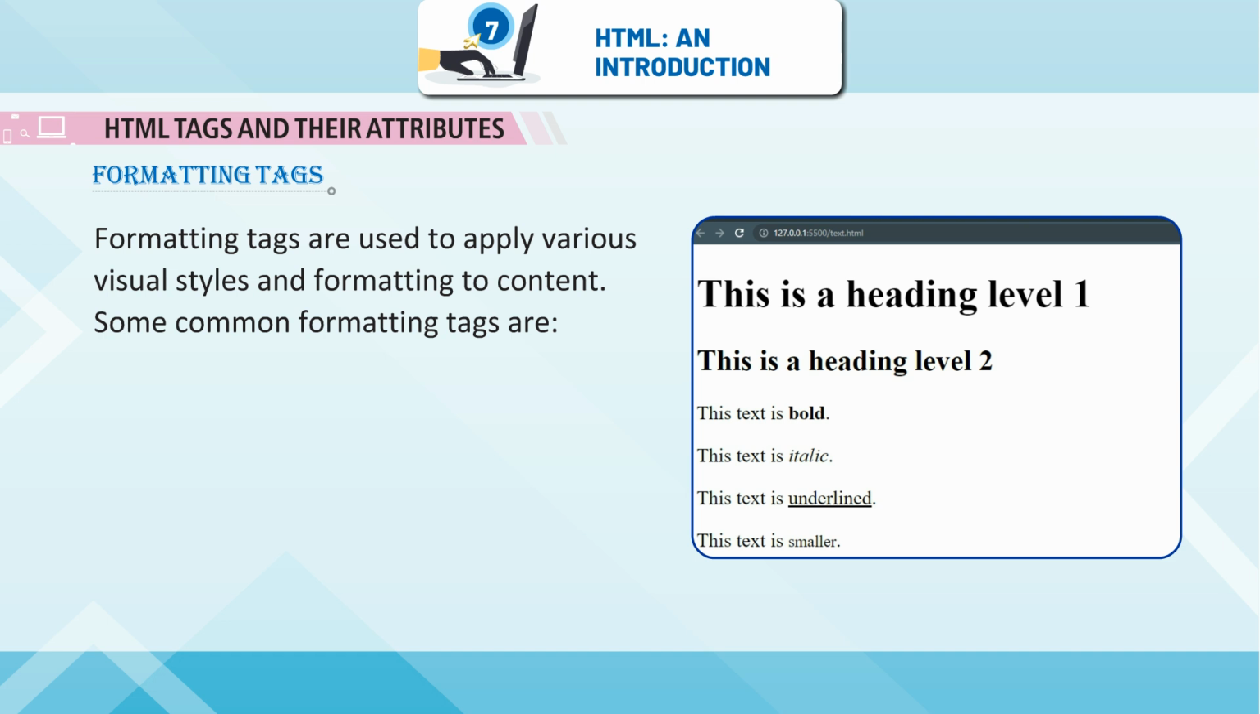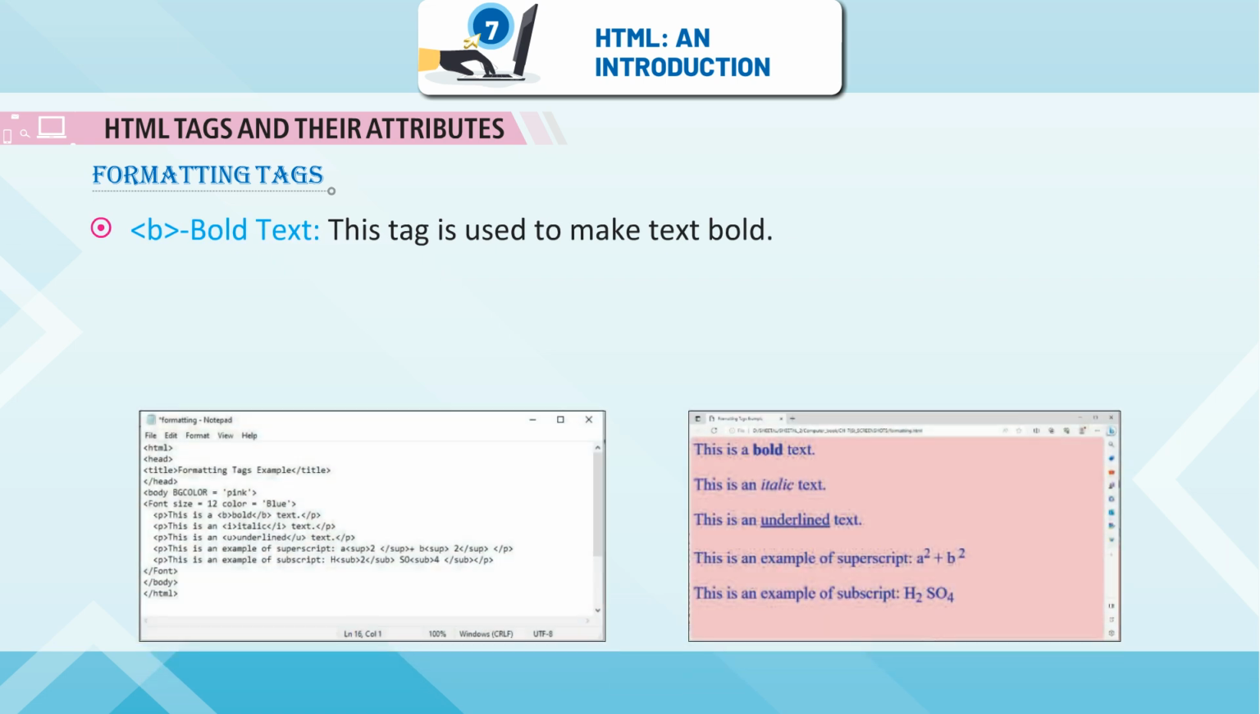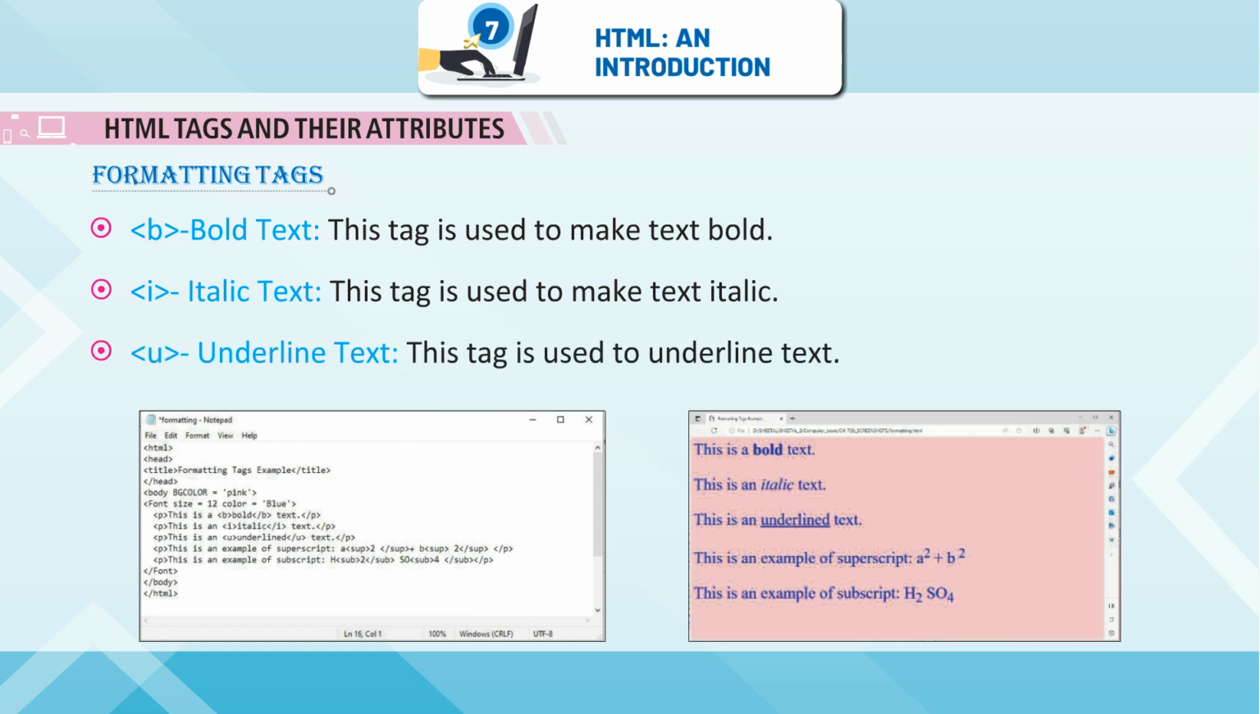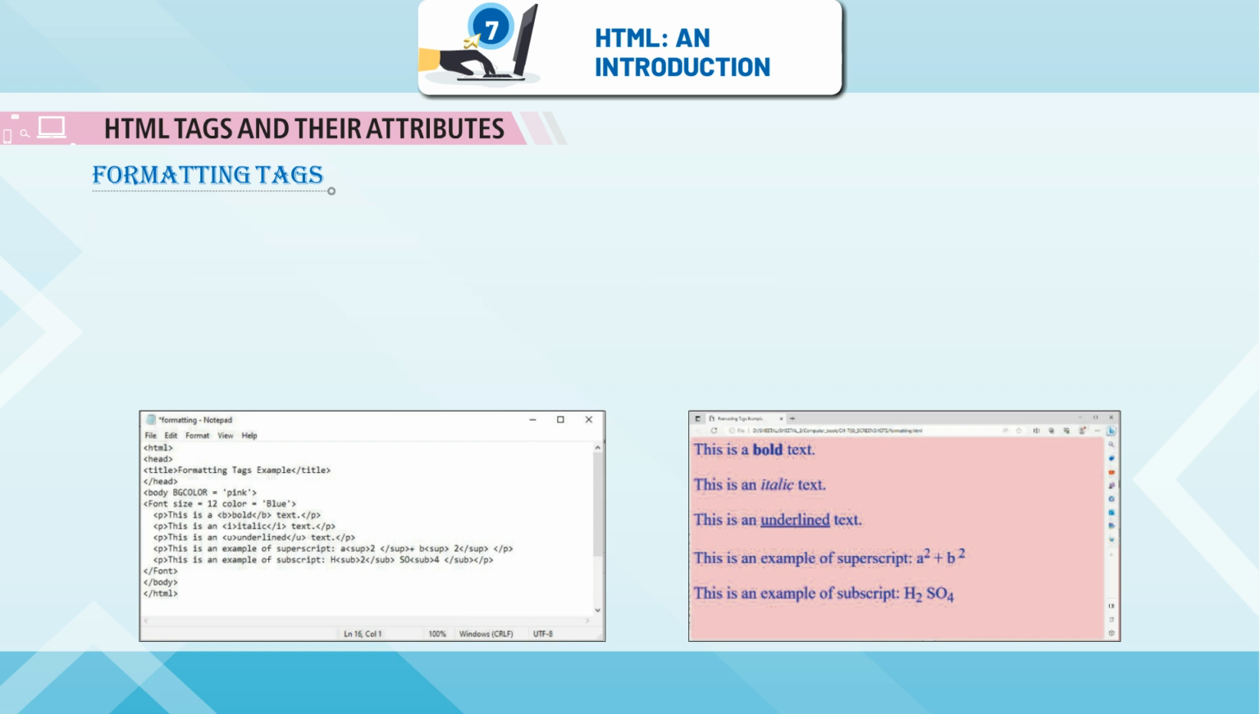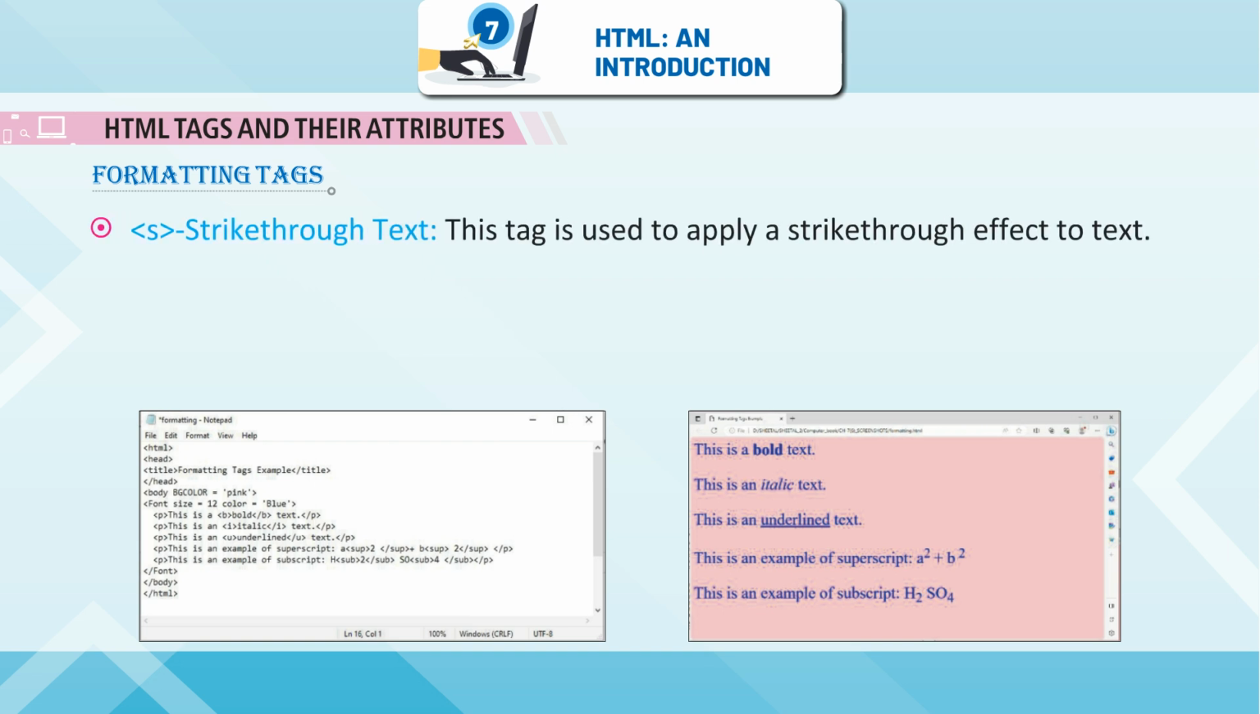Some common formatting tags are B. Bold text. This tag is used to make text bold. I. Italic text. This tag is used to make text italic. U. Underline text. This tag is used to underline text. S. Strikethrough text. This tag is used to apply a strikethrough effect to text.